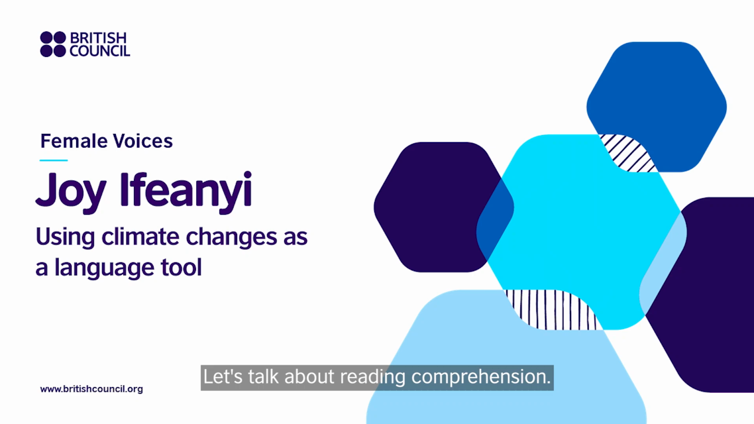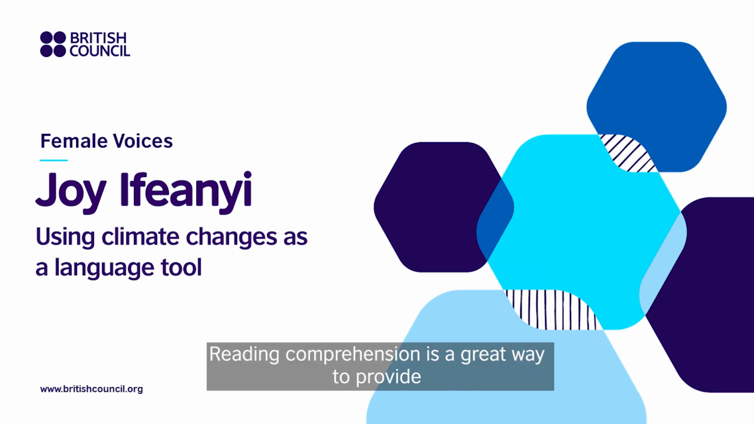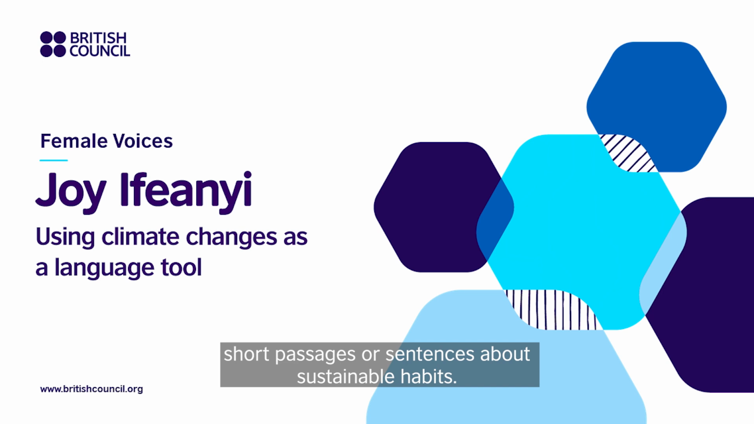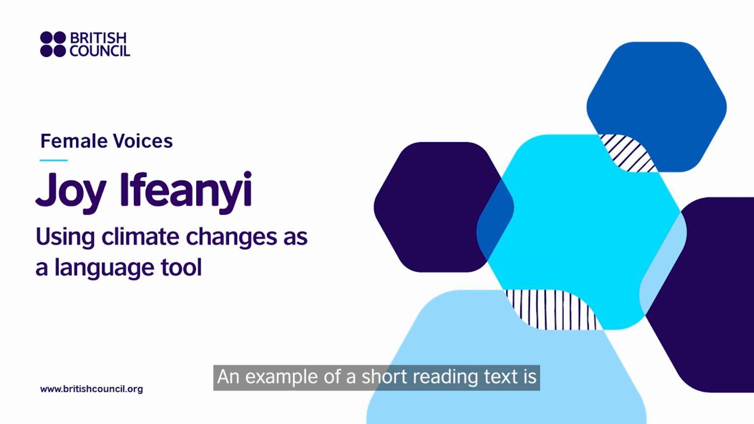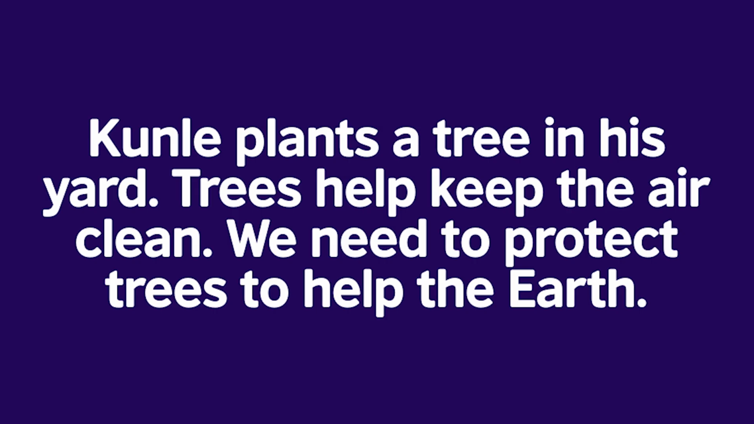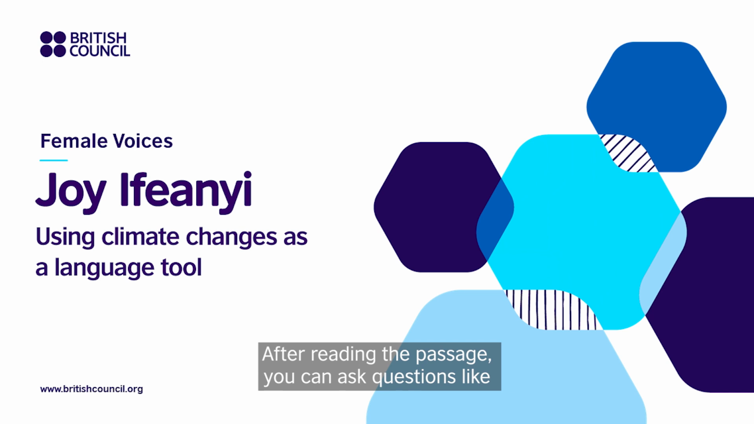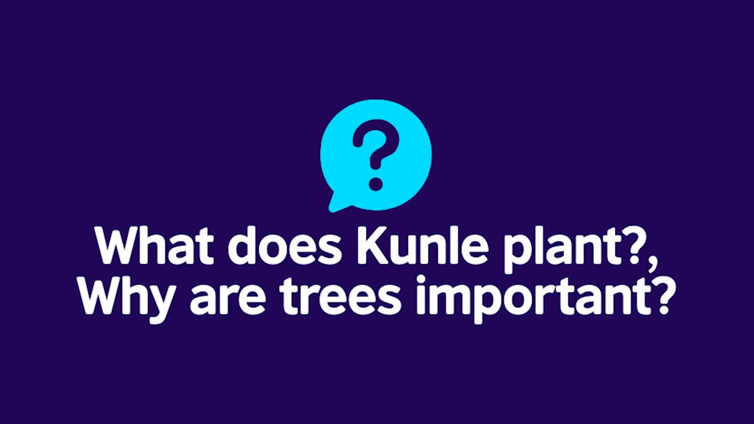Let's talk about reading comprehension. Reading comprehension is a great way to provide short passages or sentences about sustainable habits. An example of a short reading text is: Kunle plants trees in his yard. Trees help keep the air clean. We need to protect trees to help the earth. After reading the passage, you can ask questions like, what does Kunle plant?